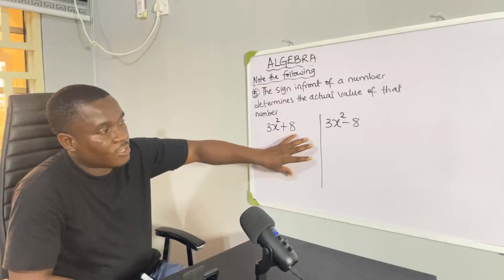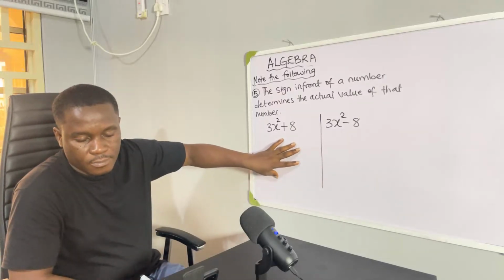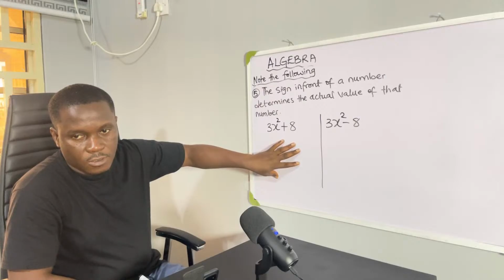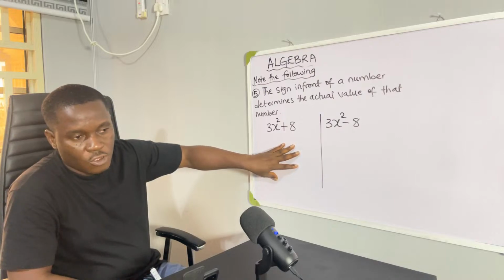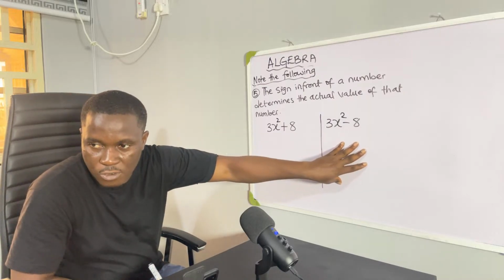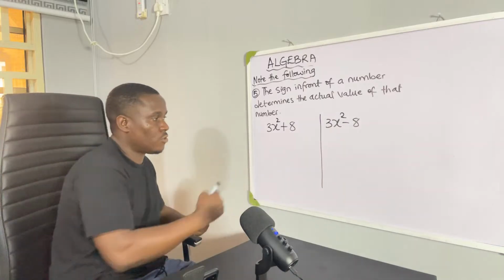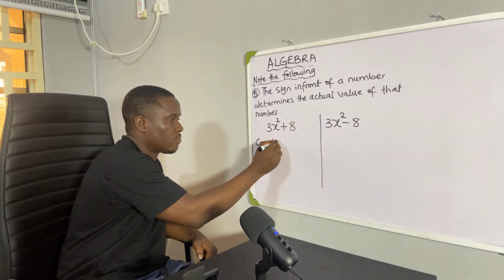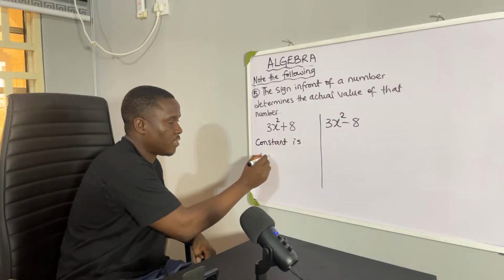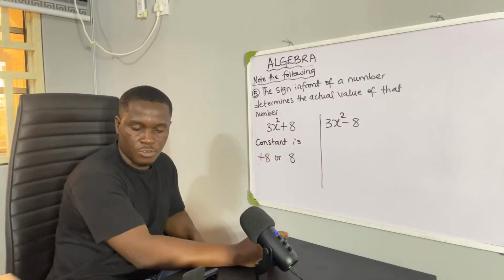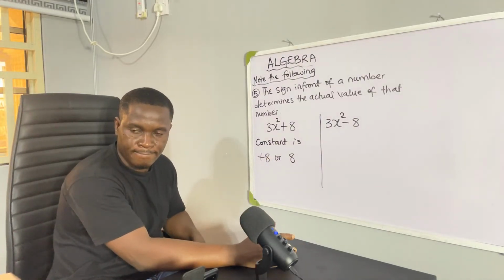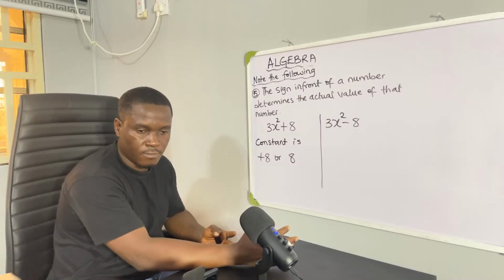So over here, the constants are not the same. Oh, I see. So one is positive 8, the other one is negative 8. So if you are asked about the constant and over here you just pick 8, you'll be wrong. So the constant is positive 8. But when it's positive 8, you can also write it as just 8. Do you know why? Because whether you put the positive or not, if it's not there, it's automatically positive.